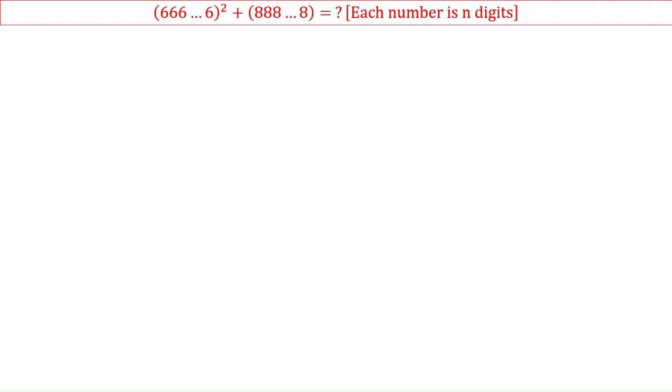Okay. This is another question. 6, 6, 6, 6 dash dash dash up to 6, whole square, n digits, basically n sixes. Okay, n digits of 6 whole square plus n digits of 8 equal to how much?